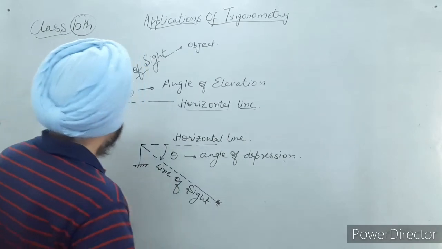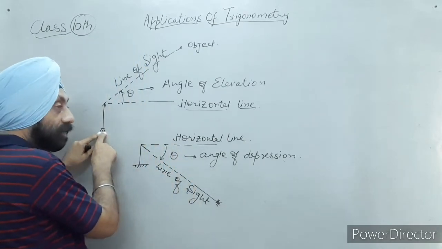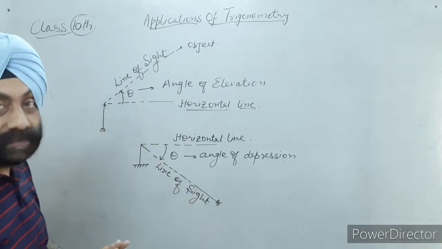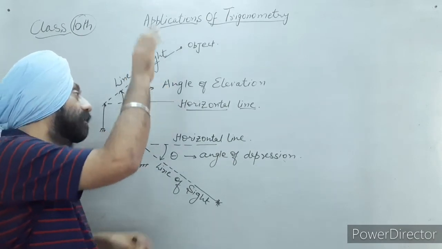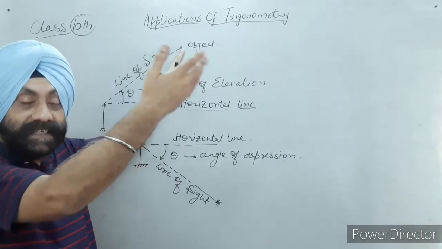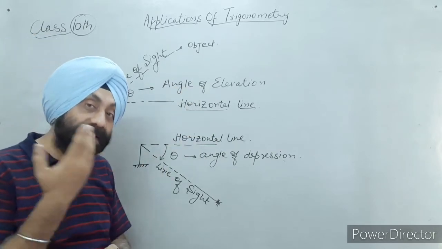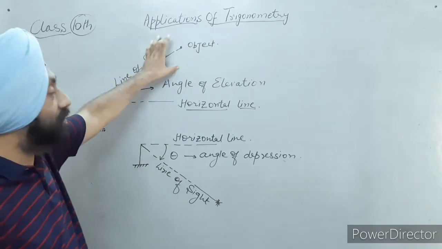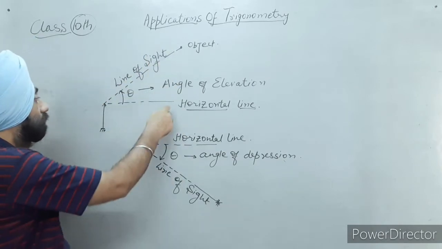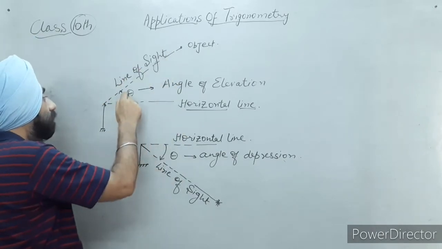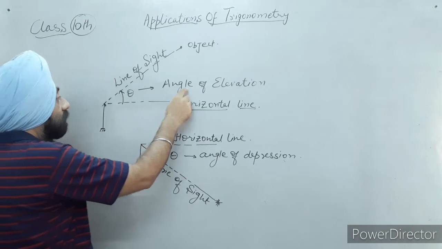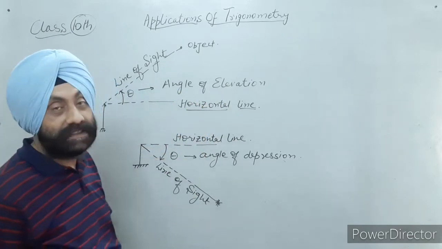Again, I will repeat. A person is standing on a level ground. He has to observe something lying at the top of a building, or say he has to observe the top of the mountain. What does he have to do? He has to raise his head. This will be his line of sight. The horizontal line and the line of sight make an angle of theta. This is called angle of elevation then.